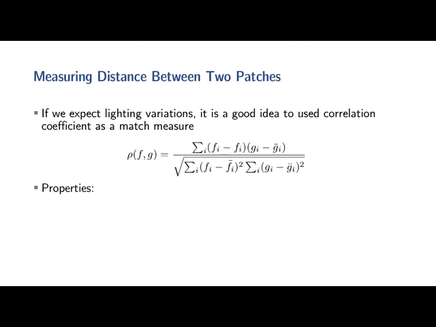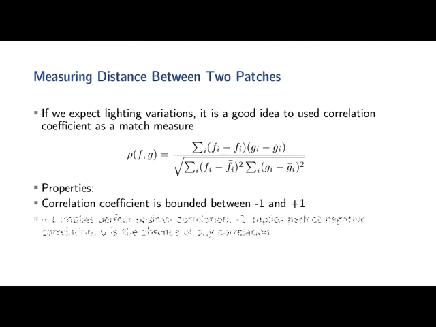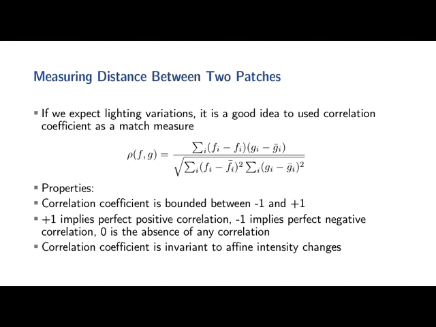Okay. This measure, by the way, has some nice properties. It's between +1 and -1. +1 implies perfect positive correlation. -1 implies perfect negative correlation. 0 means absence of any correlation. And then the correlation coefficient is invariant to affine intensity changes, which means if f is multiplied by af plus b and g is also multiplied by cf plus d, the value of correlation coefficient will not change, because it's actually a measure of the strength of linear relationship, and you still have a linear relationship because you transform the intensities linearly. Okay, so it's a very nice measure. It has some nice properties.